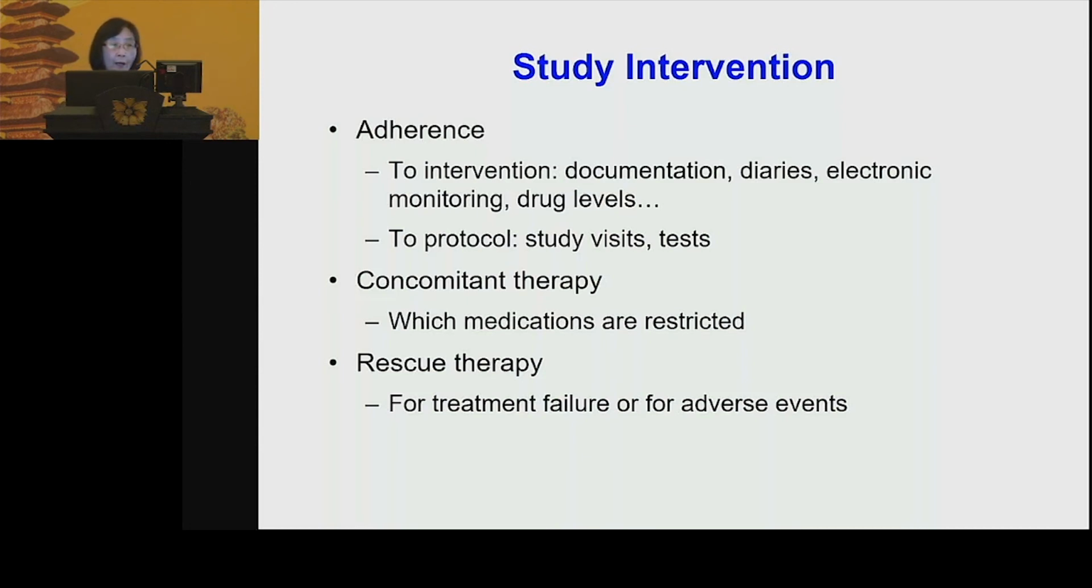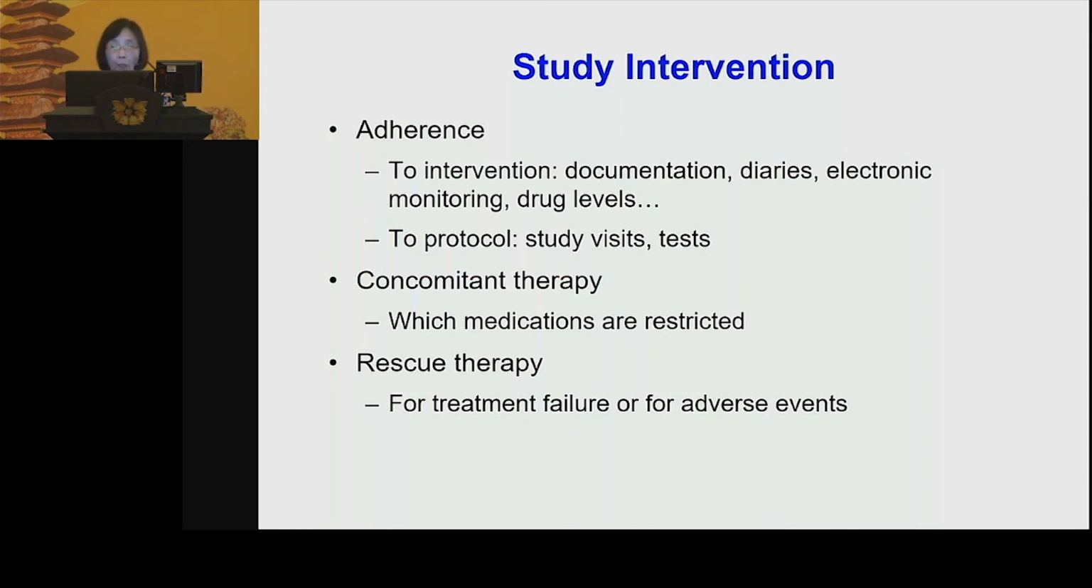You also have to, when we talk about adherence, it's not just to the intervention, but also adherence to the study protocol, which means that they don't have missed visits. They do all the tests that you ask them to do. Questionnaires. That's one thing that if you don't collect the questionnaire in your hand, the patients don't fill them out. So you need to make sure about that.